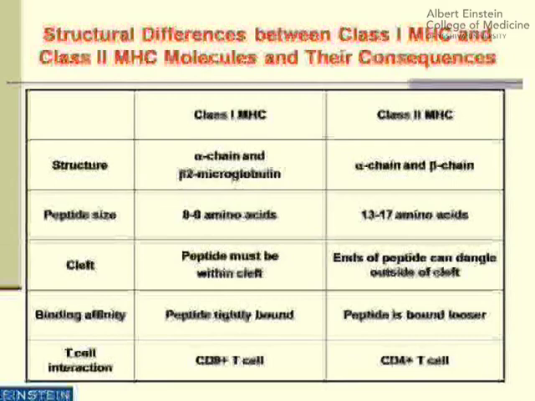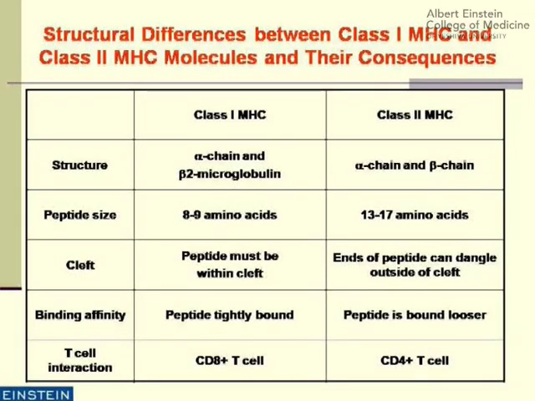So now, to summarize, a class 1 MHC molecule, in terms of its structure, is alpha chain beta-2 microglobulin, whereas class 2 is alpha chain beta chain. Peptide size is limited to 8 to 9 amino acids in class 1, whereas class 2 has a much broader range of size. In the cleft of the MHC, the peptide must be within the cleft for class 1; in class 2, the ends of the peptide could dangle. Binding affinity: class 1 is tightly bound, because if you bind the wrong peptide, it's a death sentence, whereas class 2 is loosely bound. And T-cell interaction, class 1 is CD8 and class 2 is CD4. Any questions?